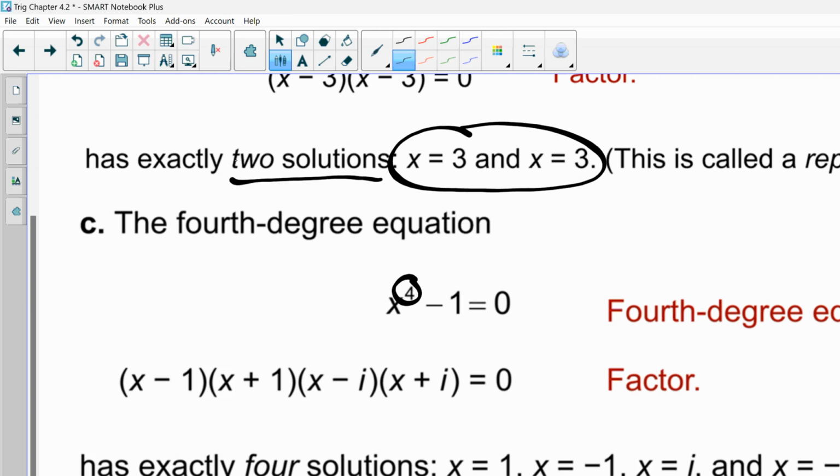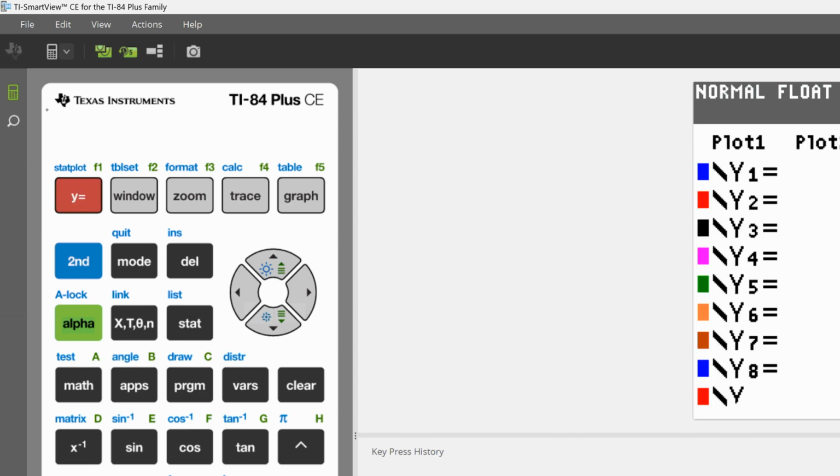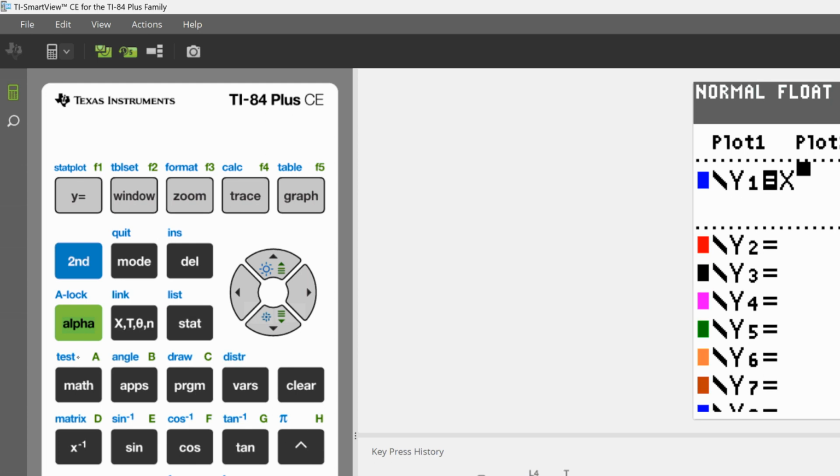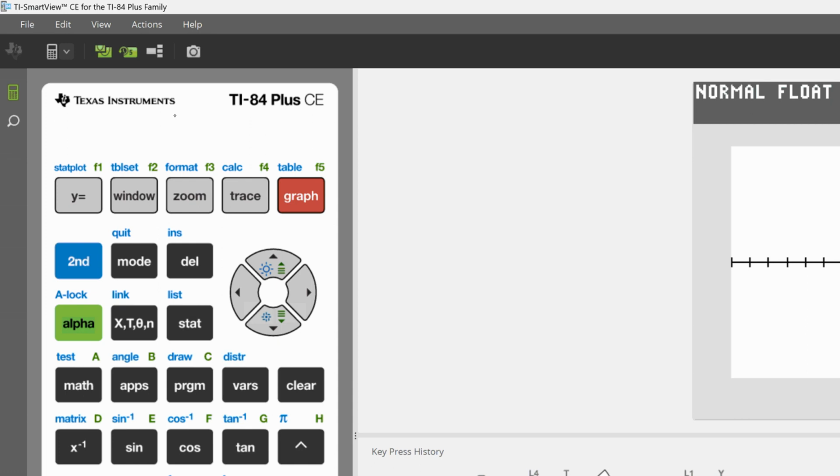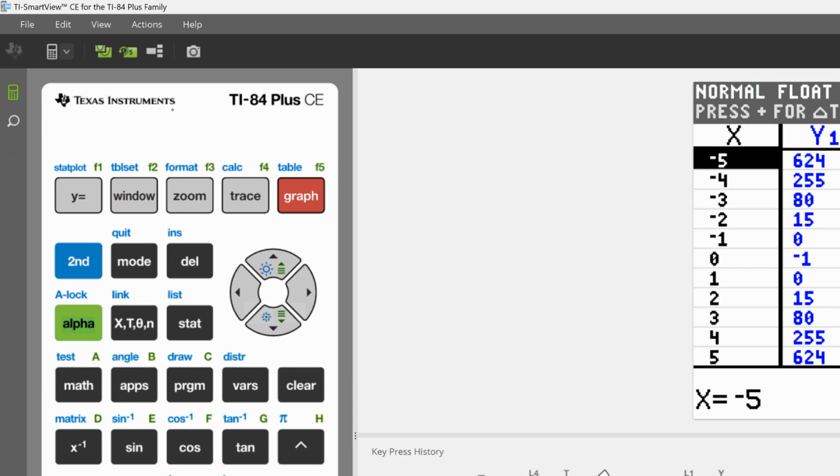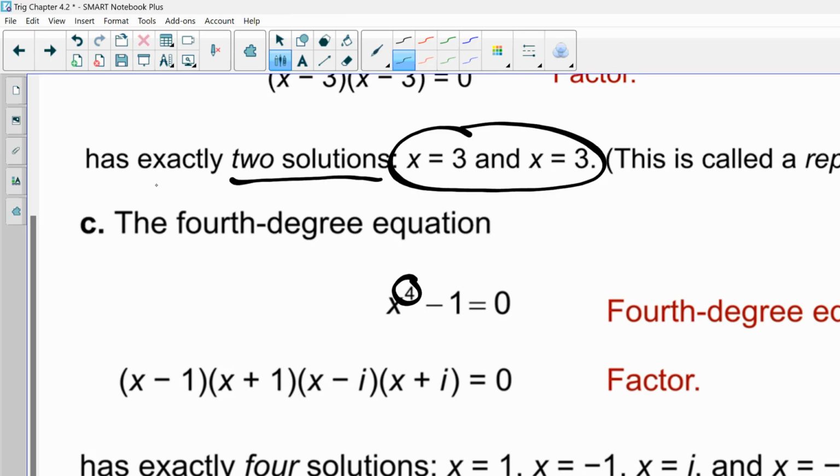And that's helpful because if I graph this, y equals x to the 4th minus 1, I see it crosses the x-axis in 2 places, telling me 2 of the solutions are negative 1 and 1. I know I need 4 total, and I found 2, so there should be 2 more left. So it is helpful in determining how many solutions should show up.